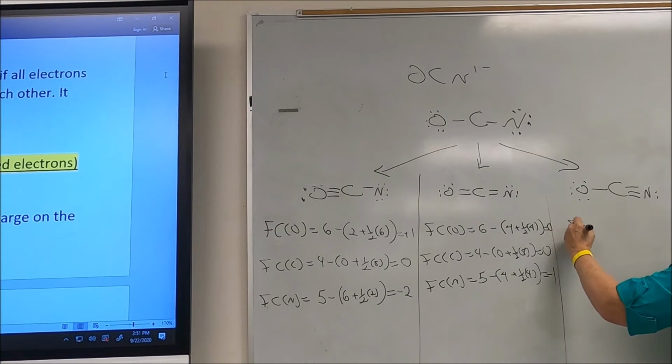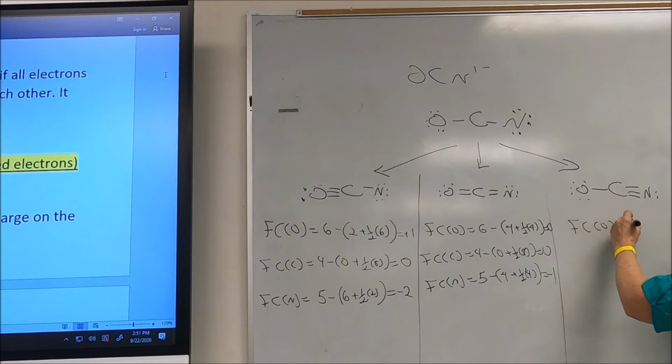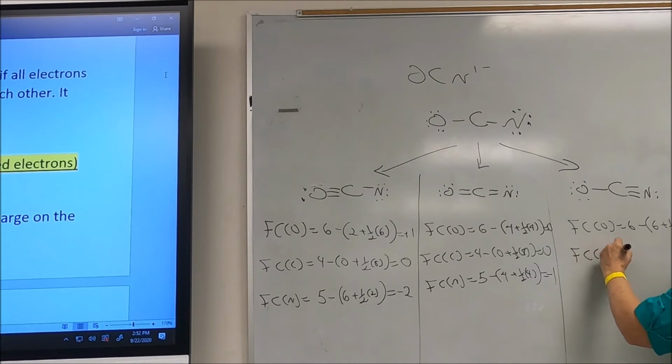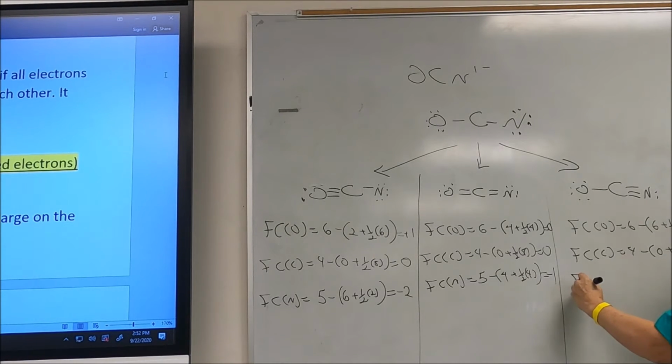Okay? For our last option, the formal charge for oxygen is 6 minus 6 plus 1/2 of 2. Formal charge of -1. Formal charge for carbon is going to be 4 minus 0 plus 1/2 of 8. Formal charge of 0. Formal charge for nitrogen is going to be 5 minus 2 plus 1/2 of 6. Formal charge of 0. Okay?